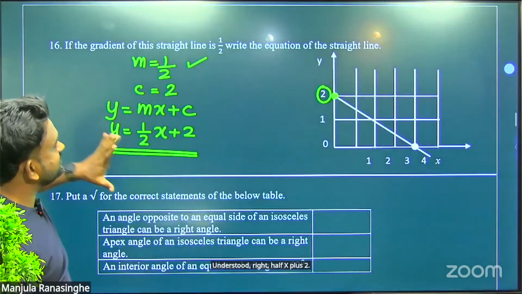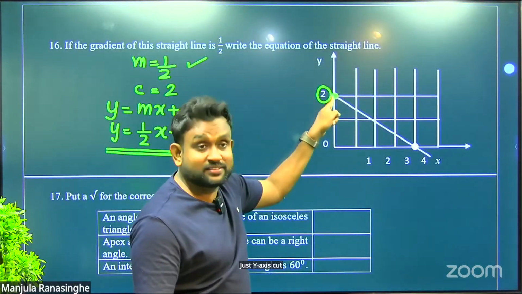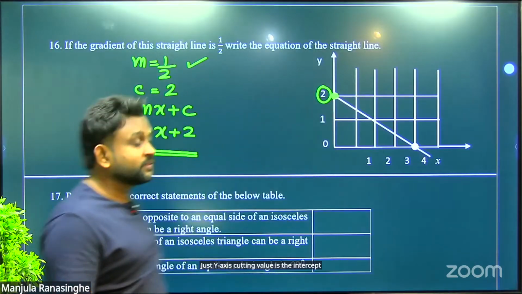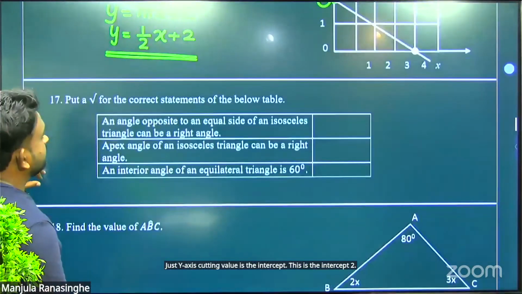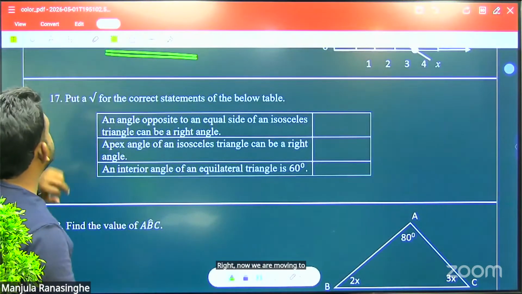Just the y-axis cutting value is the intercept. This is the intercept 2. Right, now we are moving to question number 20 to 17.